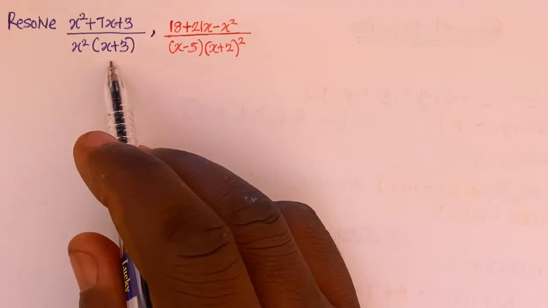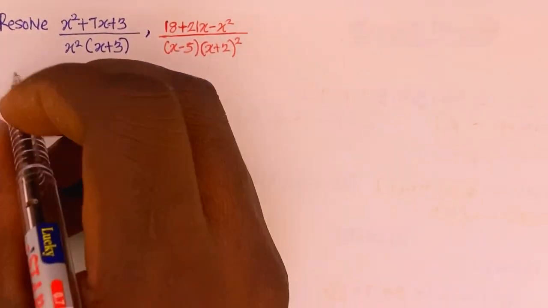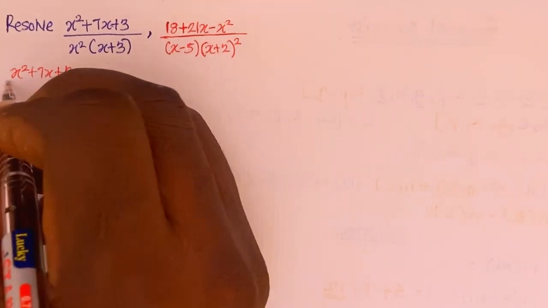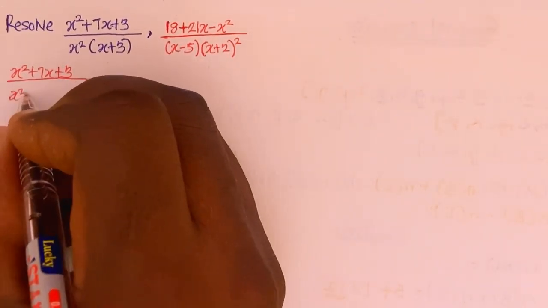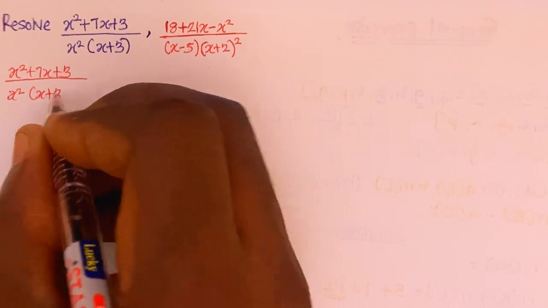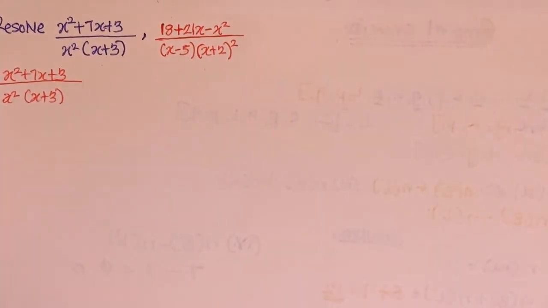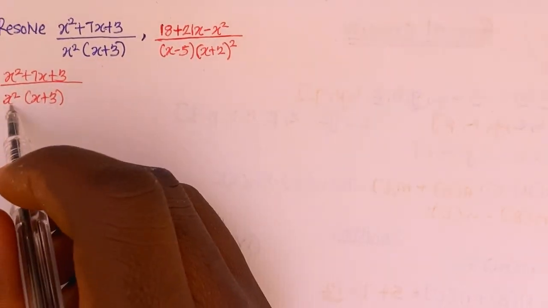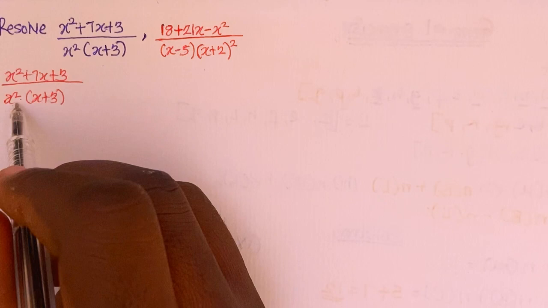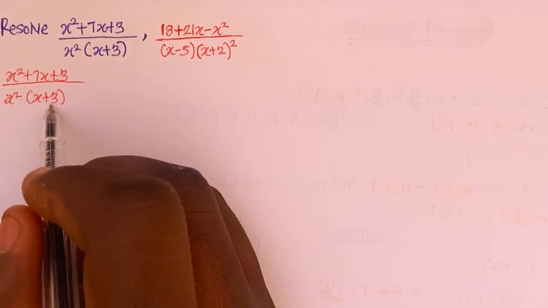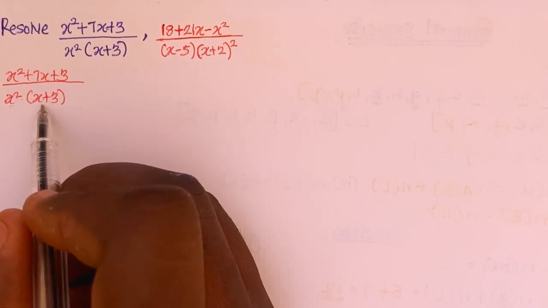Now let's move to this. Here I'm having x squared plus 7x plus 3 divided by x squared into bracket x plus 3. If you look at this question very well, this is actually a linear and also repeated partial fraction, because one of the factors has x raised to power 2, and the other is a linear factor.